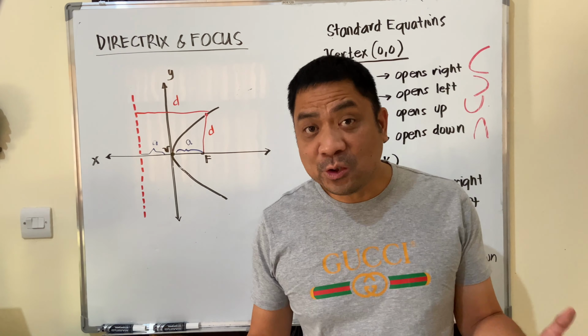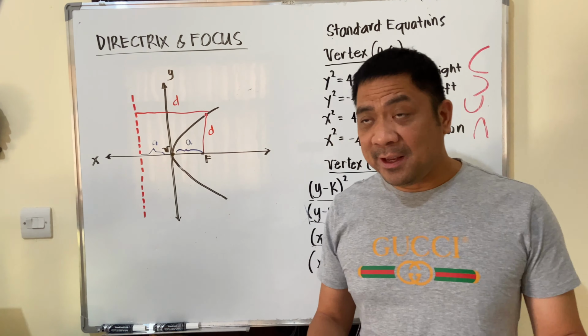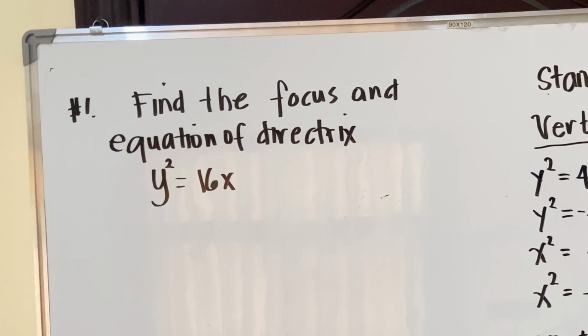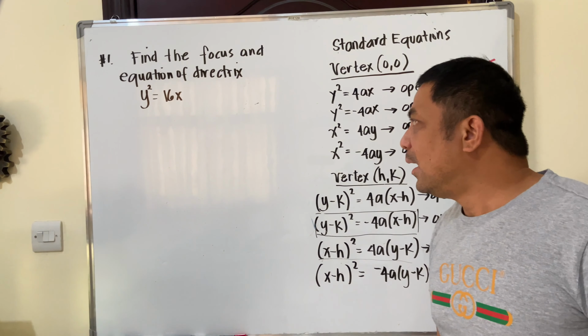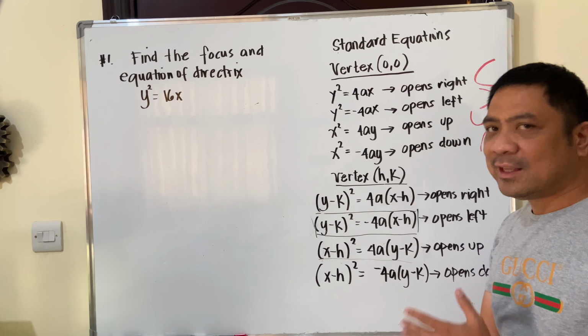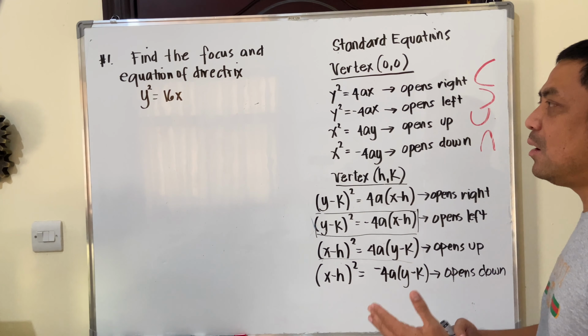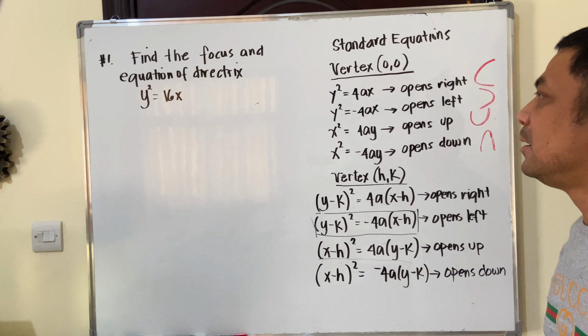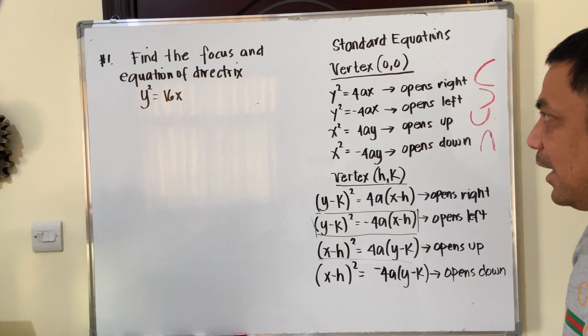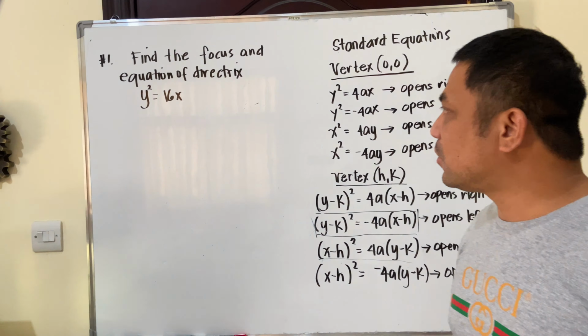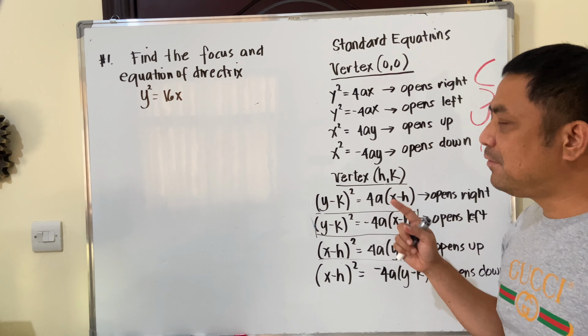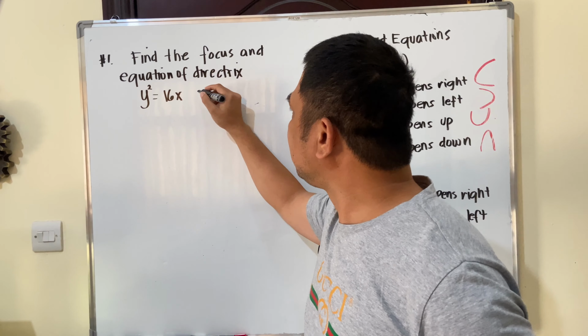To better explain further, let's try some examples involving directrix and focus. We are asked to find the focus and equation of the directrix of this parabola, y squared is equal to 16x. I saved this standard equation so that it will guide us on how our parabola will look. Given the equation y squared is equal to 16x, definitely our vertex will be at (0, 0).